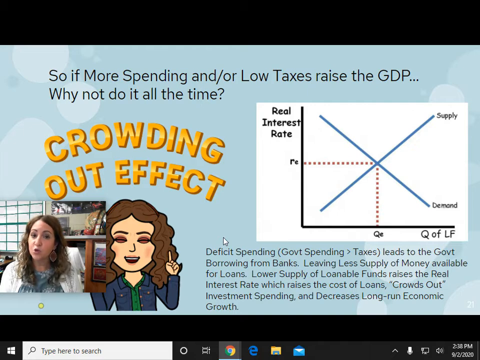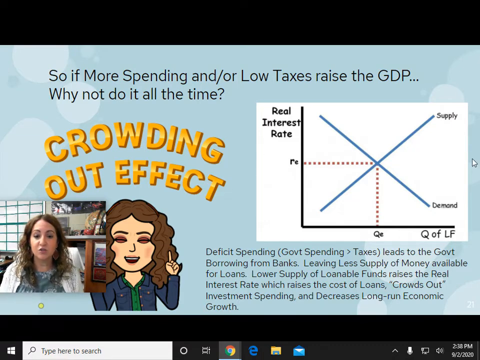And while in the short run, yes, more government spending or lower taxes increases GDP, which shifts aggregate demand to the right and closes the recessionary gap, that does work, but it has negative effects in the long run. And so, if more spending or lower taxes does raise GDP, why don't we do it all the time?